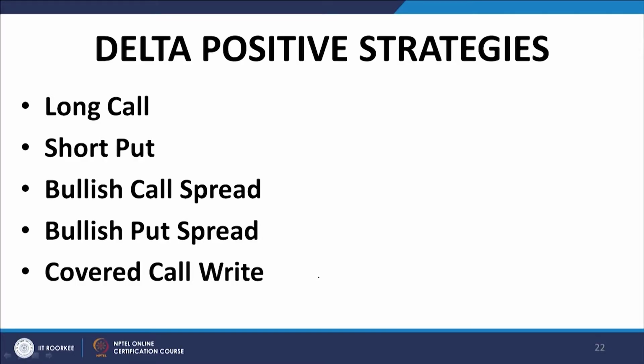However, if gamma is large, then we are in trouble. Then the delta values would change very significantly for every change in stock price, and therefore a portfolio which is delta neutral at a particular value of stock may not remain so at another value of stock, because delta would have gone out of phase altogether. So, these are some delta positive strategies: long call, short put, bullish call spread, bullish put spread. We are all familiar with these.